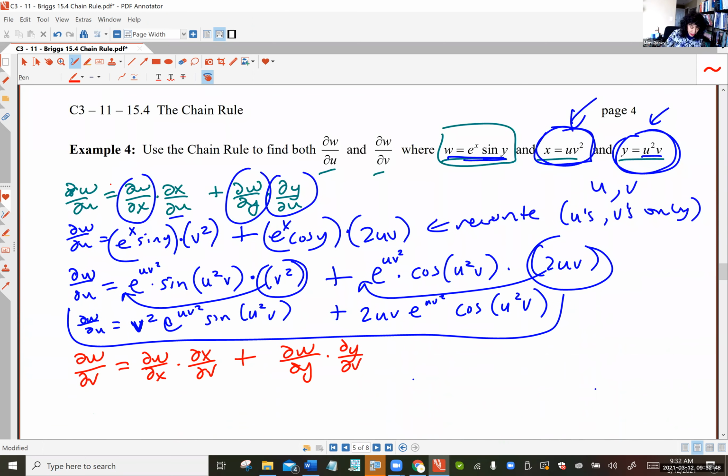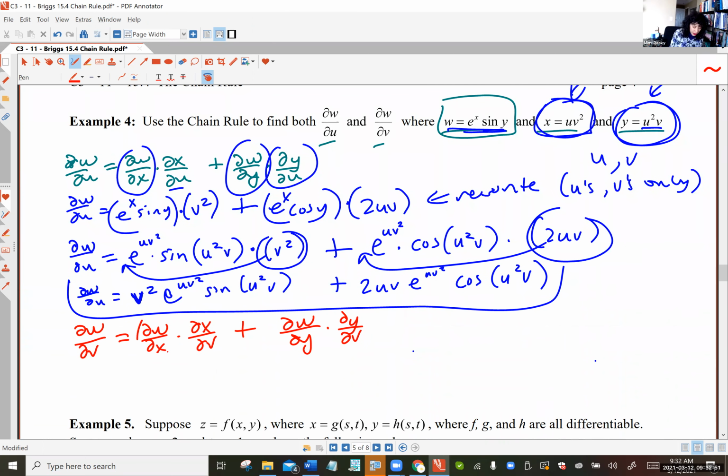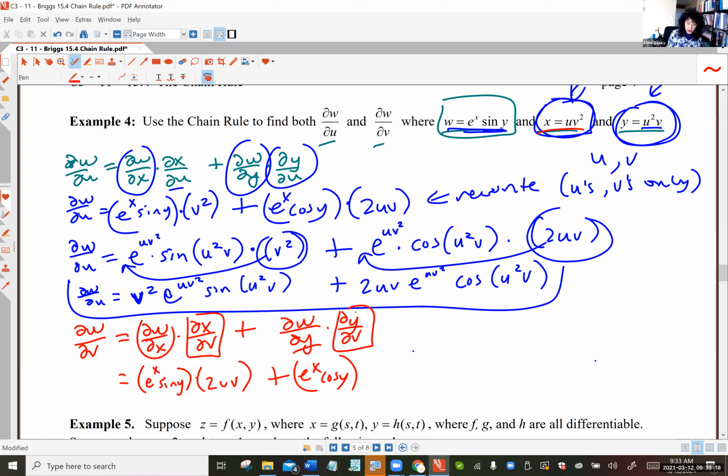Now, the good news is two of these partials we already got from before. We already know what the dw dx was. It was e to the x sine y. And now we just have to worry about what dx dv is. Okay, well, x is uv squared. Take the derivative of that with respect to v. So I think I'm going to get 2uv plus, and then we already took the partial of w with respect to y, so I'm just going to copy down what we had last time, e to the x cos y, and then take the derivative of y with respect to v. So the derivative of u squared v with respect to v is u squared. And then you know the drill.